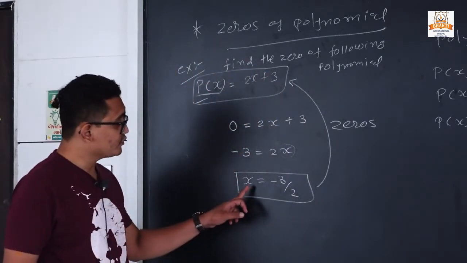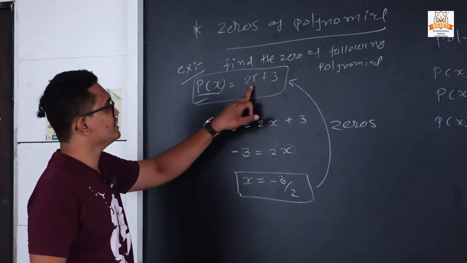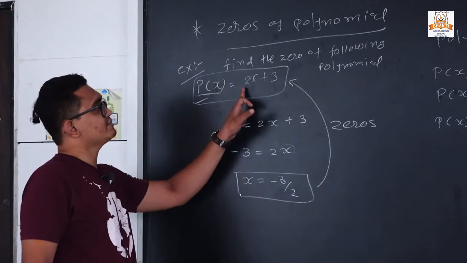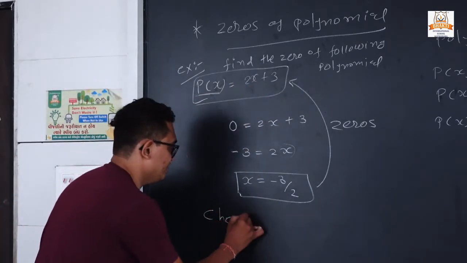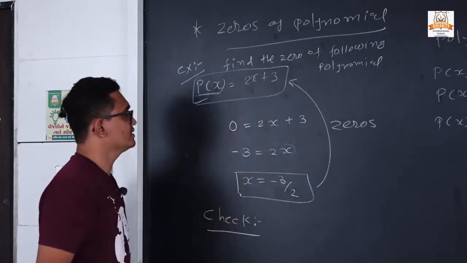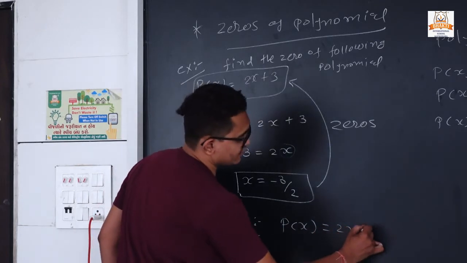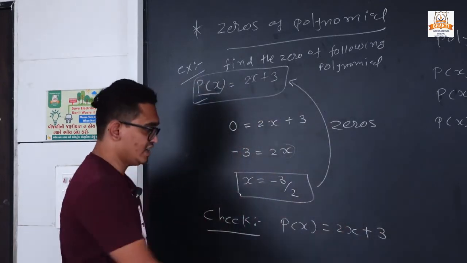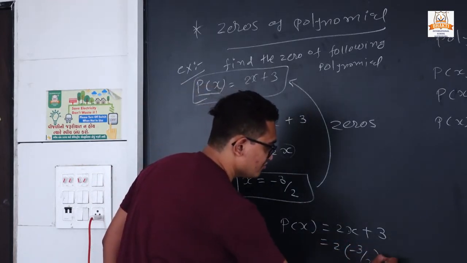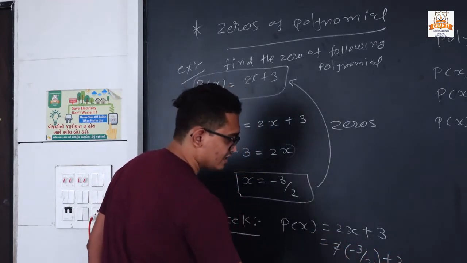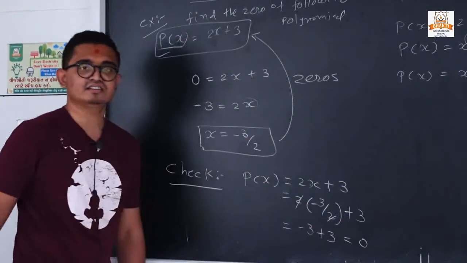If we put x equal to minus 3 by 2 in that algebraic expression, the answer will be 0. How? We can verify that answer. Our expression is P of x equal to 2x plus 3. Now x is replaced with minus 3 by 2. The 2 cancels, so we have minus 3 plus 3, and the answer is 0.